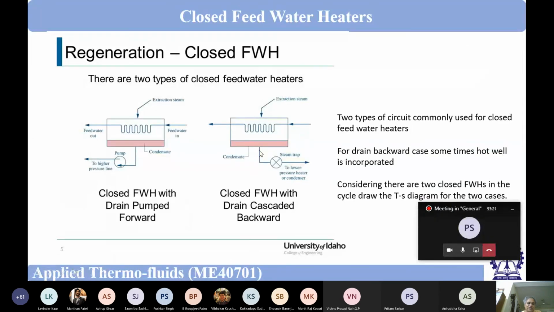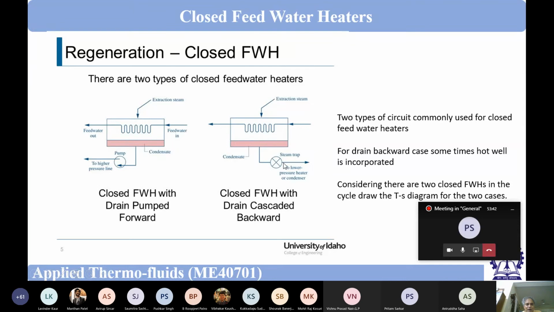And I have shown these two types of drain. One is a closed feed water heater with drain pump in the forward direction. If this drain fluid, which we get due to condensation, we want to send towards the boiler side, then I have to increase the pressure. I have to use some sort of a pump.